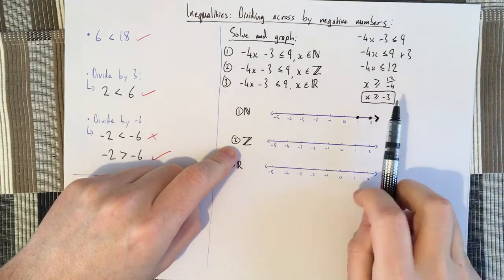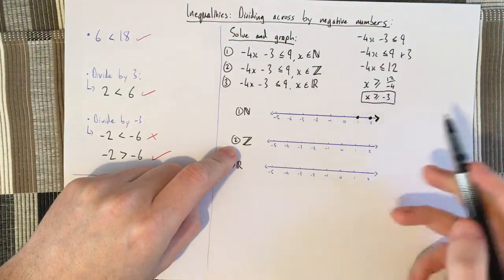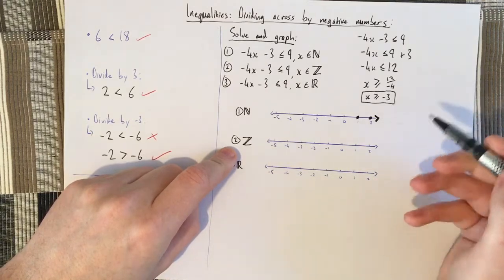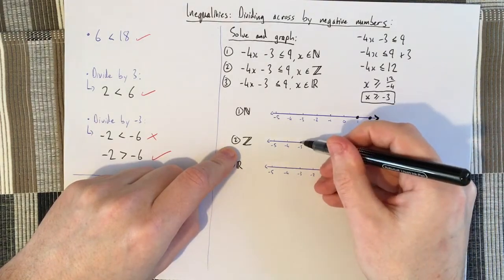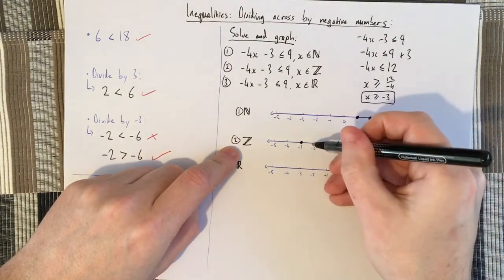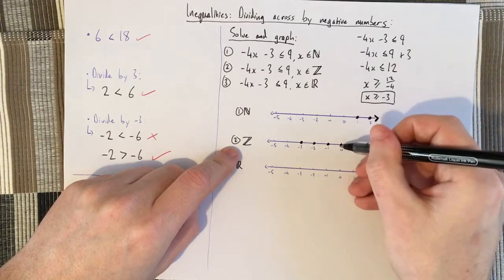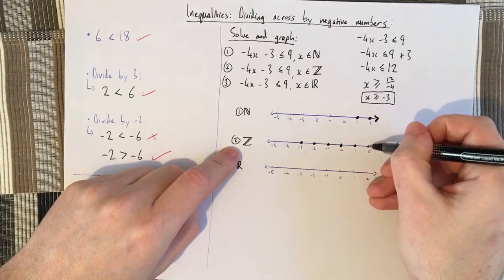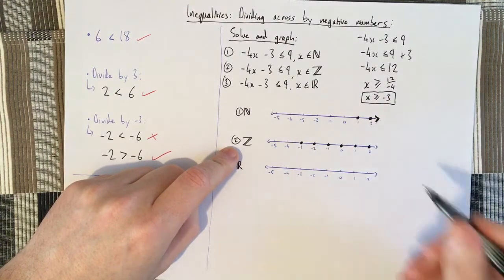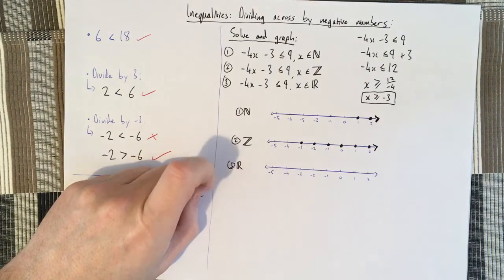Integers then, so what integers are greater than or equal to minus 3? So it's or equal to minus 3, so it includes minus 3. It's integers, so it includes negative whole numbers, so it includes minus 3, includes minus 2, includes minus 1, includes 0, still includes 1, still includes 2. It's greater than or equal to, so we fill in the arrow like that.